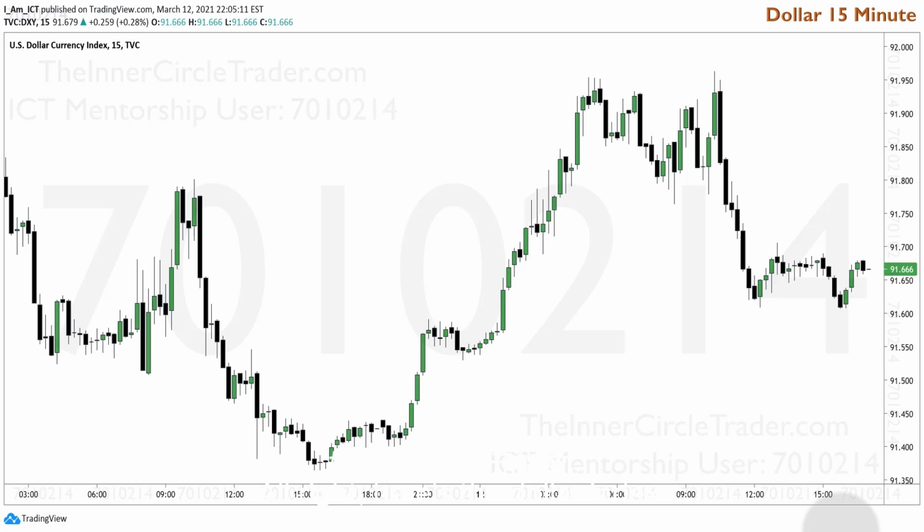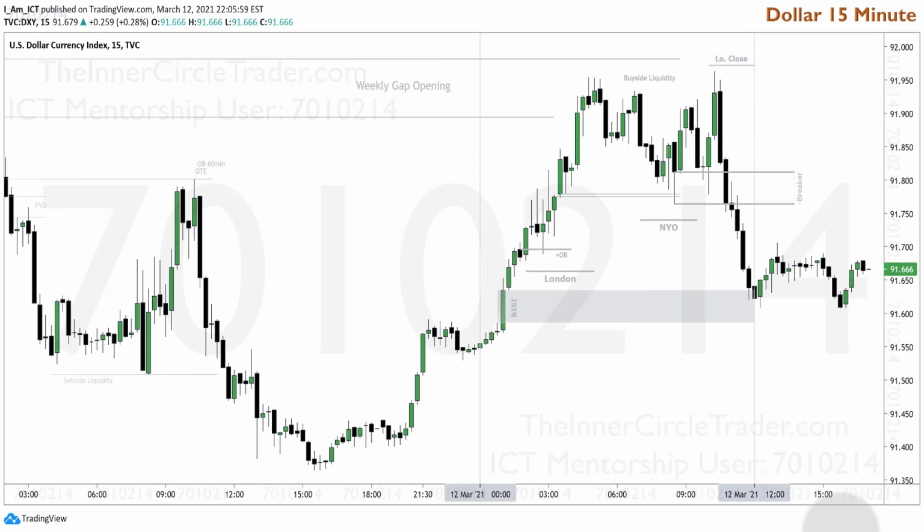All right, here's the dollar index. This is our 15-minute time frame. Okay, so we have that weekly gap opening that was retraded to on Friday, reached up into consequent encroachment of that and ran out some buy side liquidity in the London close of the day.